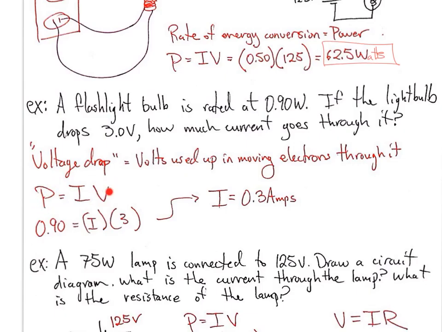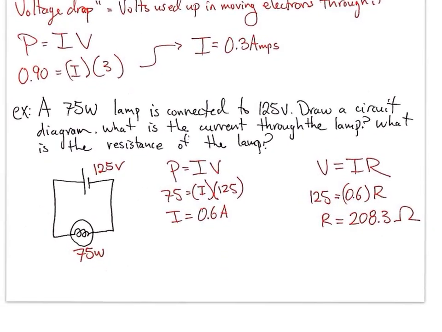So we have power, we have a measure of voltage, and we're looking for current, so plug it in. You get to this point, it looks pretty simple, and we divide, we get 0.3 amps. And that would be a measure of current.